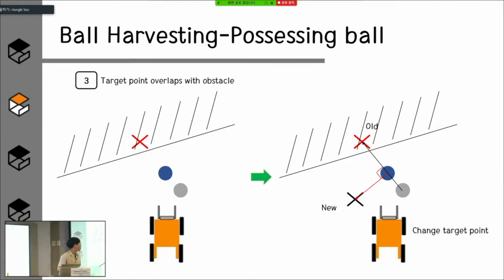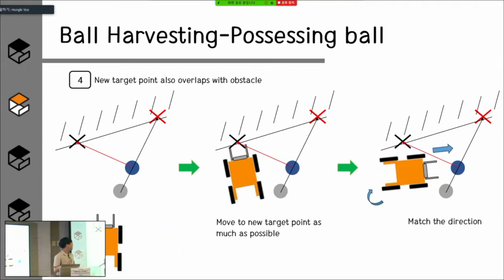And this is third case. If the target point overlaps with an obstacle, in this case, robot makes a new target point and moves to the target point and moves the ball. And fourth case, worst case, if 2 target points also overlap with an obstacle, then robot moves to a new target point as much as possible, then moves to the goal.